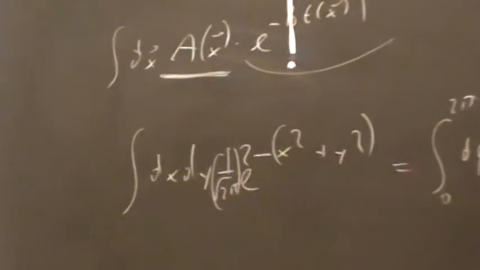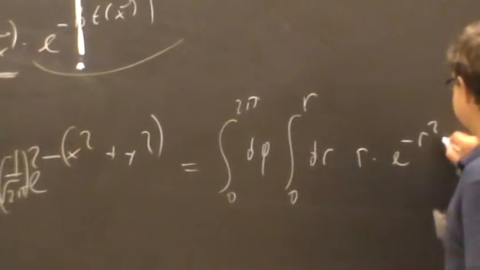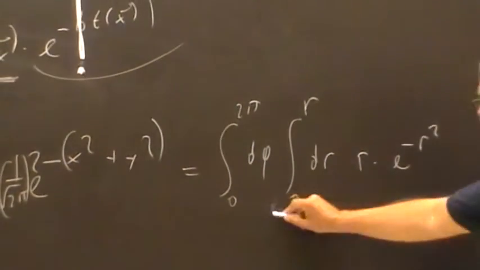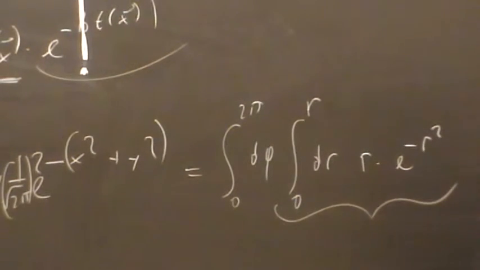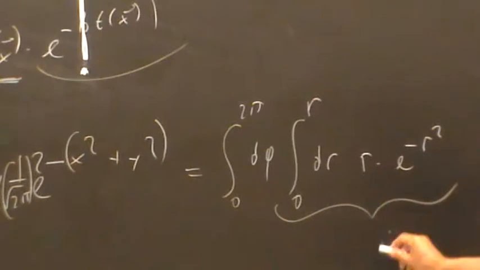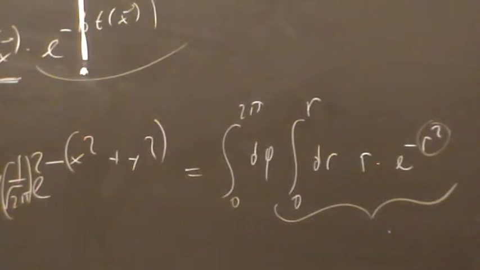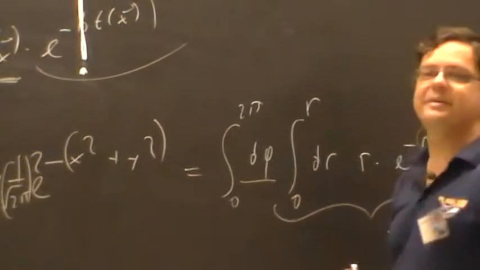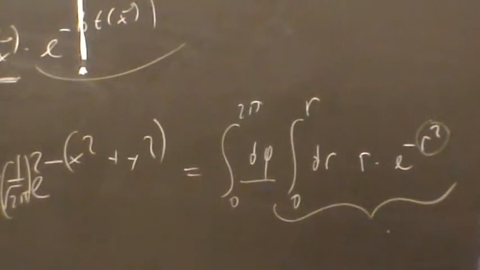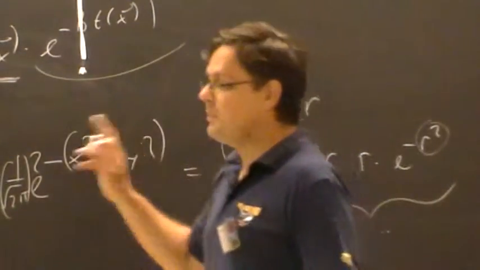Now I have an r times exponential of minus r squared. This I can integrate. Because what this means is just that r squared has an exponential distribution, and the angle phi is uniformly distributed. So what I do is I draw a uniform number u1.